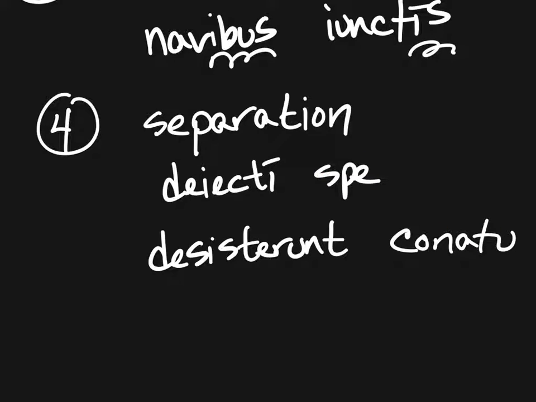Keep your eye out in this chapter. I think I counted 8 nouns in the ablative, and that doesn't even include the participles and adjectives that go with them. So watch out. There are all sorts of ways you can work with the ablative here.